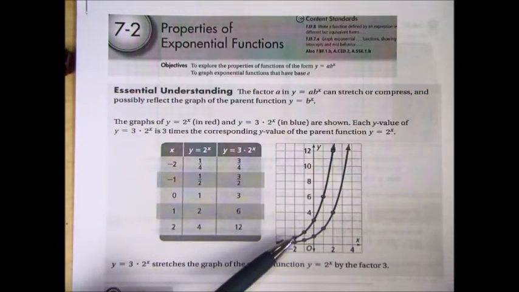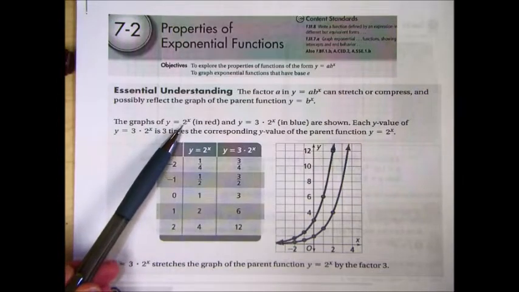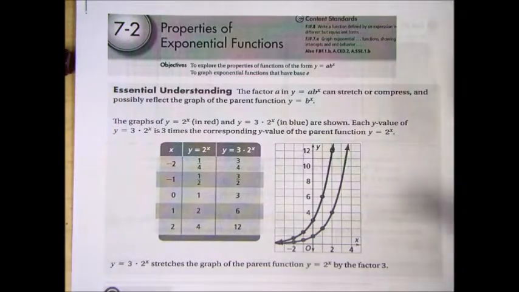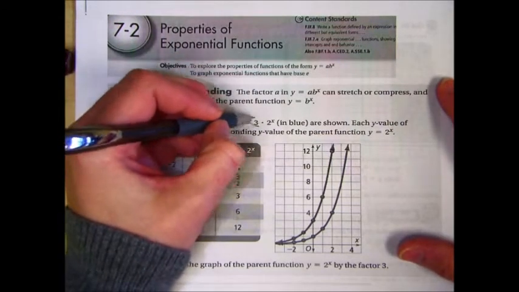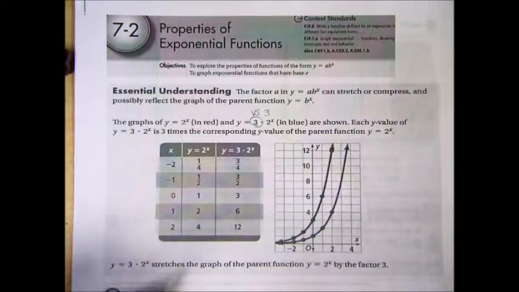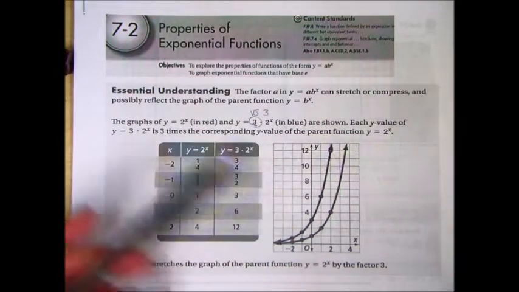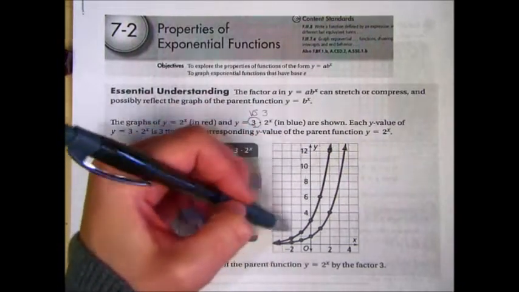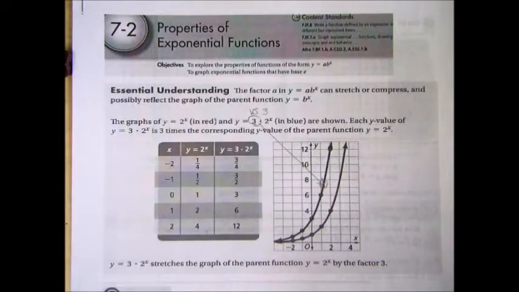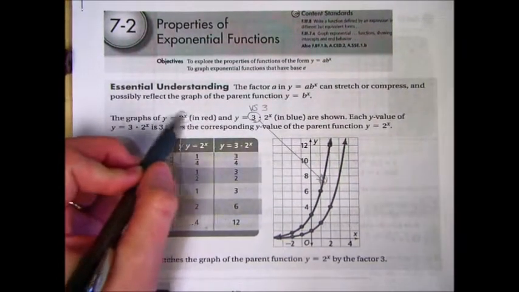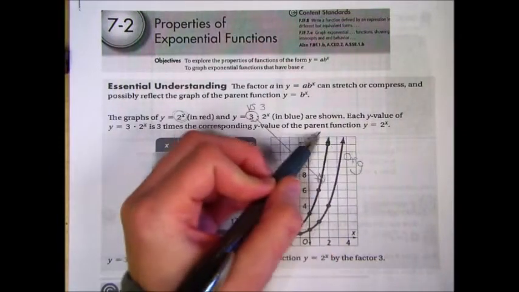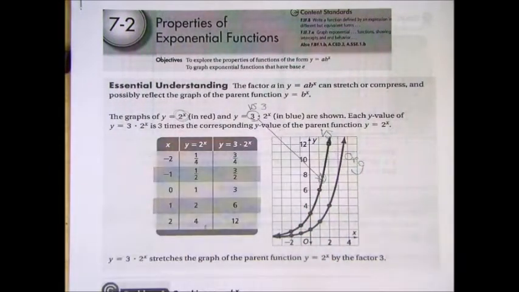We have two graphs here. We have y equals 2 to the x power and y equals 3 times 2 to the x power. It should be no doubt to you that this one would be vertically stretched by a factor of 3. If you look over here, you see this real tall one, the one that goes up a lot faster, that's the one that's stretched by a factor of 3. The y equals 2 to the x is the original, and this is the one that's been vertically stretched.